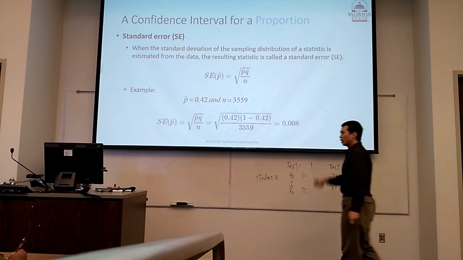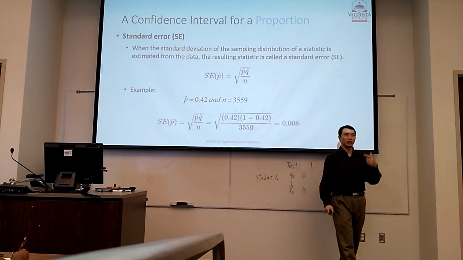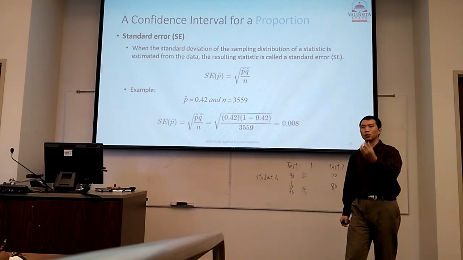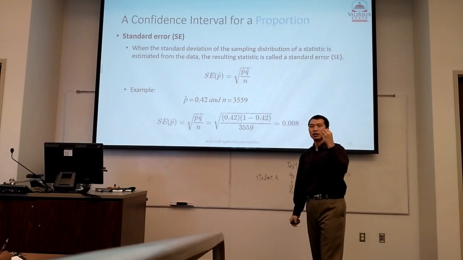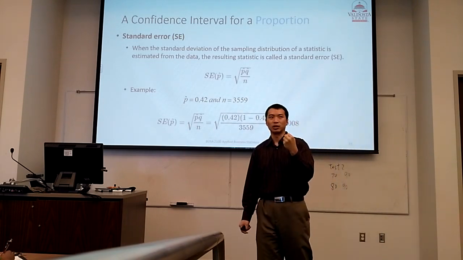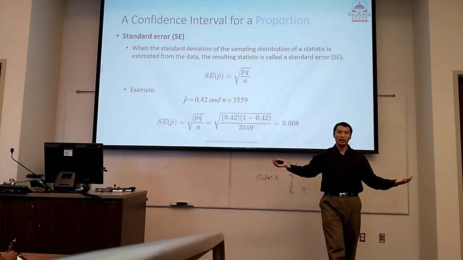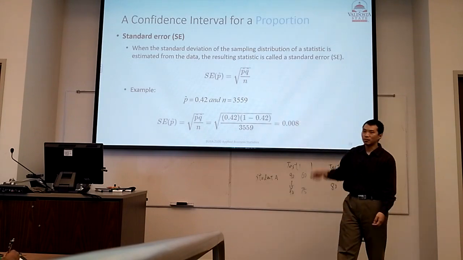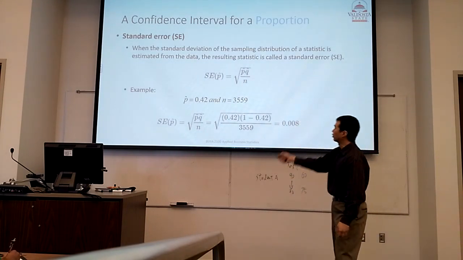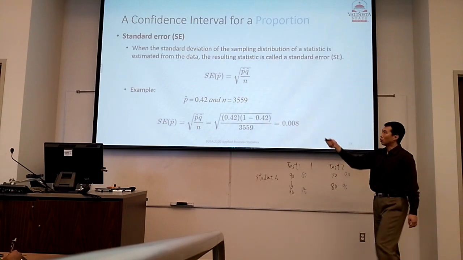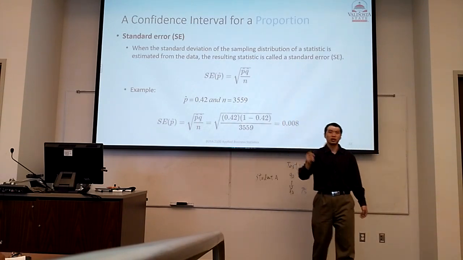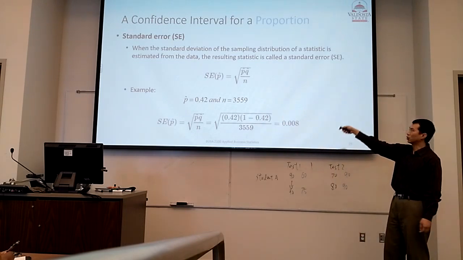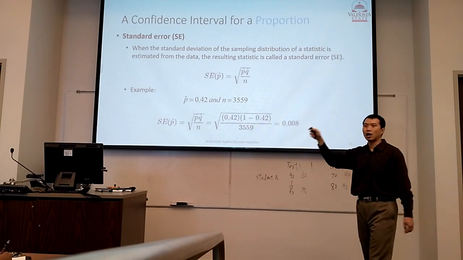In the previous discussion of the sampling distribution, we learned the standard deviation of the sample statistic, and we used the population parameter to estimate the distribution of the sample statistic. But here, because we only have the information about the sample, in order to estimate the standard deviation of the population parameter, we use our sample statistic information. So this standard error is equal to the square root of p hat times q hat over n.